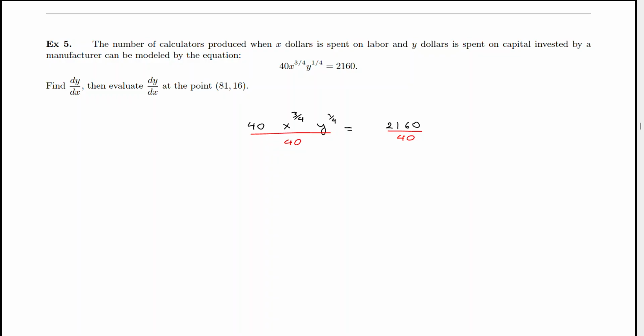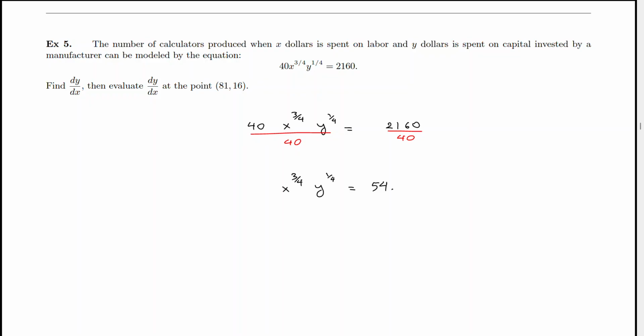And we know that when we divide by 40, this is going to be 1 over 1, which we don't have to write down anymore. So we have now x to the power of 3/4, y to the power of 1/4 equal to whatever 2160 divided by 40 is, and the answer should be 54. So this makes the numbers a little bit more manageable, and it's going to help me in the long term. Now, if you didn't do that, it's not going to be the end of the world. You're just going to deal with some bigger numbers in your mix, but it's not a huge issue.